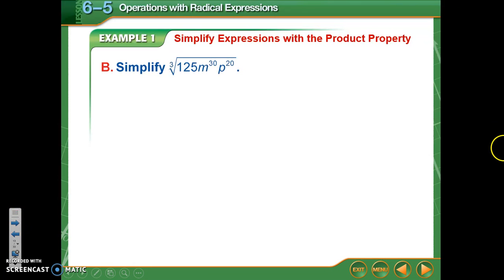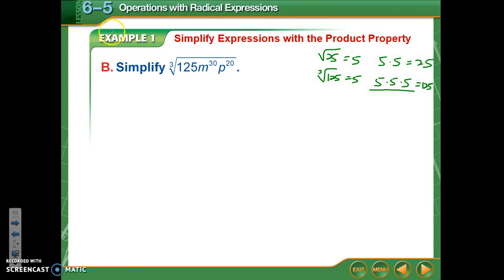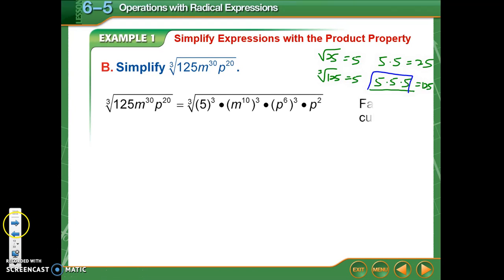Okay, but let's look at what happens when I deal with a cube root, right? Remember, the square root of 25 is 5, because 5 times 5, twice, is 25. Well, when I talk about cube roots, the cube root of 125 is 5, because 5 times 5 times 5, 3 times, is 125. So in this case, the cube root of 125 is 5. So basically with cube roots, I'm looking for sets of 3 equal factors that are multiplied together.